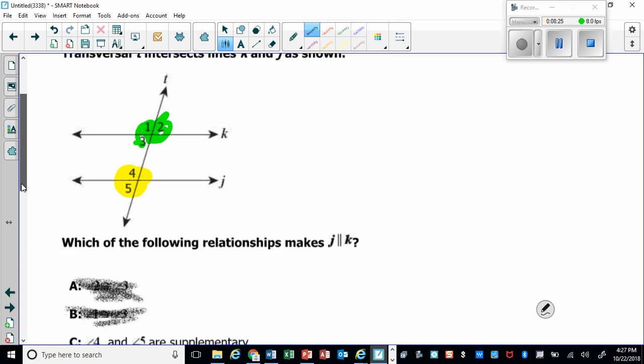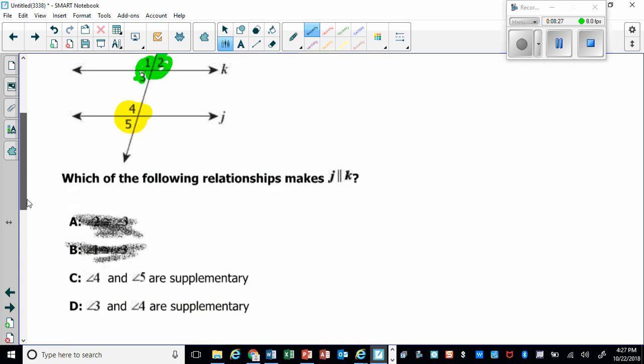Would not work. So now I have 4 and 5. Would it work, 4 and 5? 4 and 5 is in the yellow one. No, because 1 has to come from the green, 1 has to come from the bottom, which is the yellow one. So then 3 and 4, yeah, that's the one you guys have to pick. Okay? Supplementary, because yeah, they are same side interior angles. Okay.